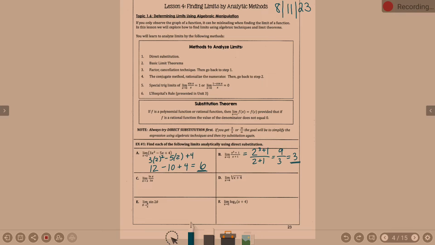Okay, C. The limit as x approaches e of natural log of x over 3x. Do you remember? e is a number, yes. It's 2.718, and so on and so forth. It's an irrational number just like pi, a big, long, infinite number. It cancels with natural log, doesn't it? We'll get there in a moment.